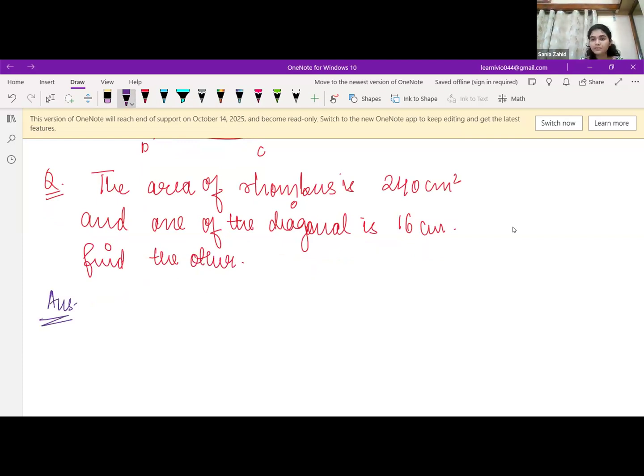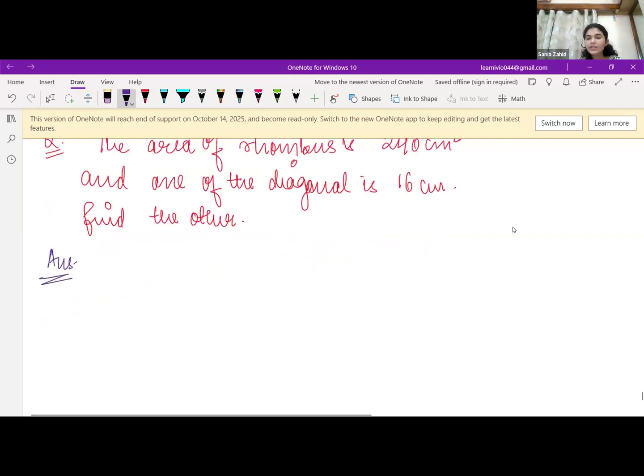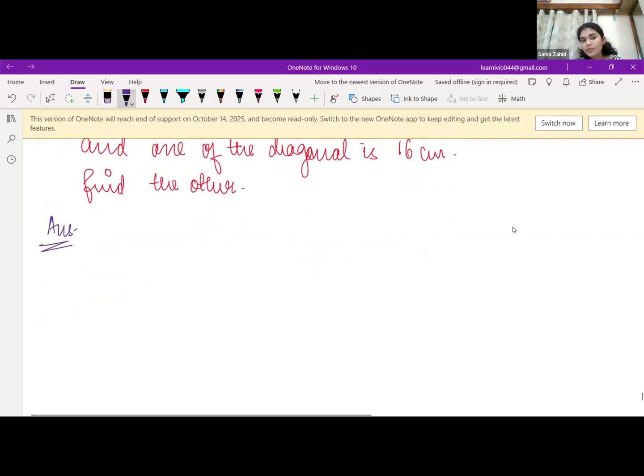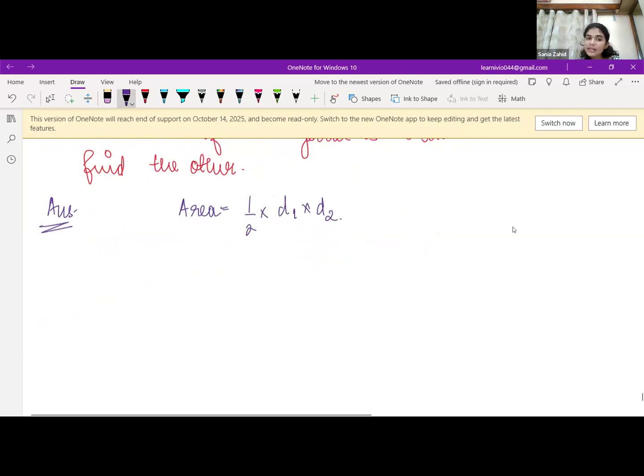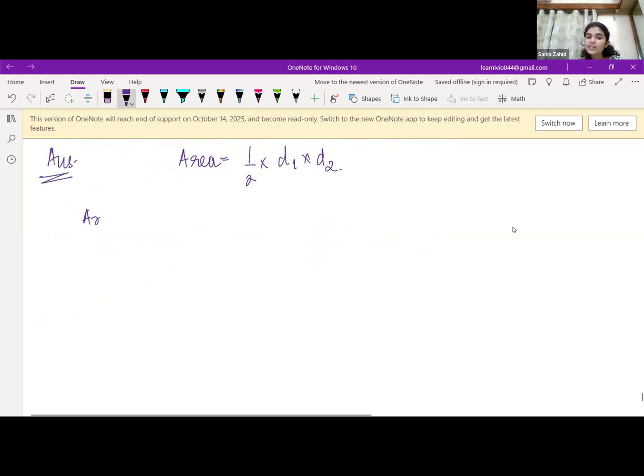Ma'am, first we write 240 centimeters equal to 1 by 2 into 16 into d2. Very good. First of all, you write the formula. Area is equal to half into d1 into d2. Now children, I know you can directly solve it, but you will write the values. What is given to you? Area is given to you as 240, so just first write it. D1 is given to you as 16, so just write it. D2 is unknown, just write it. Unknown. Now you solve it.